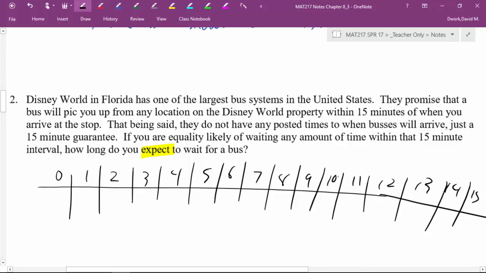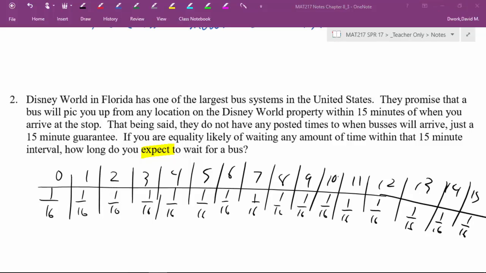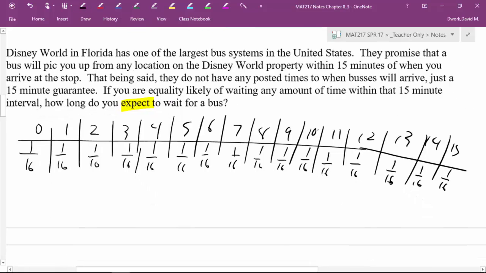Is it the same as the probability of waiting 4? The same as the probability of waiting 6? It's all the same, right? So I have a total of 16 different times that I could wait, because 0 counts as one of them. So if I were to fill out this probability distribution table, it would all be 1/16th.